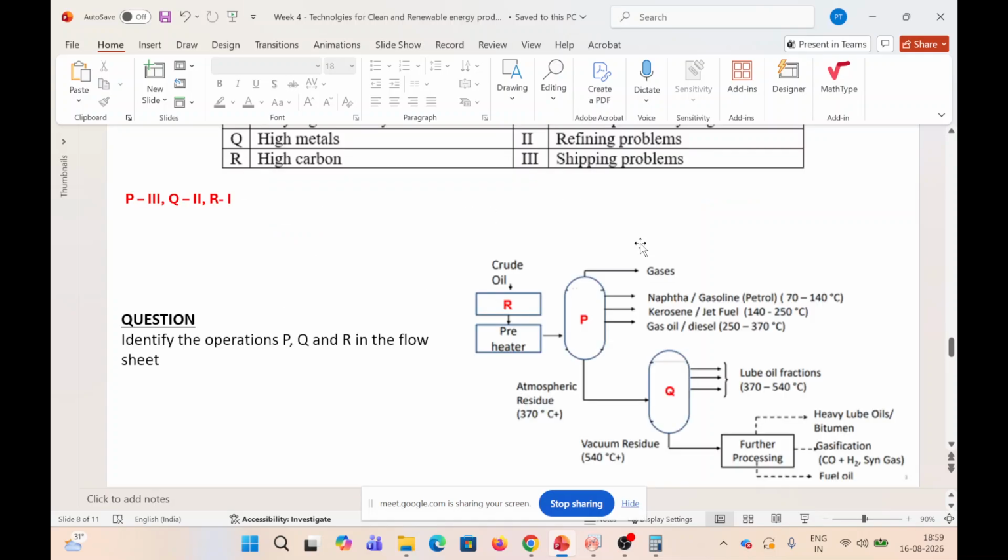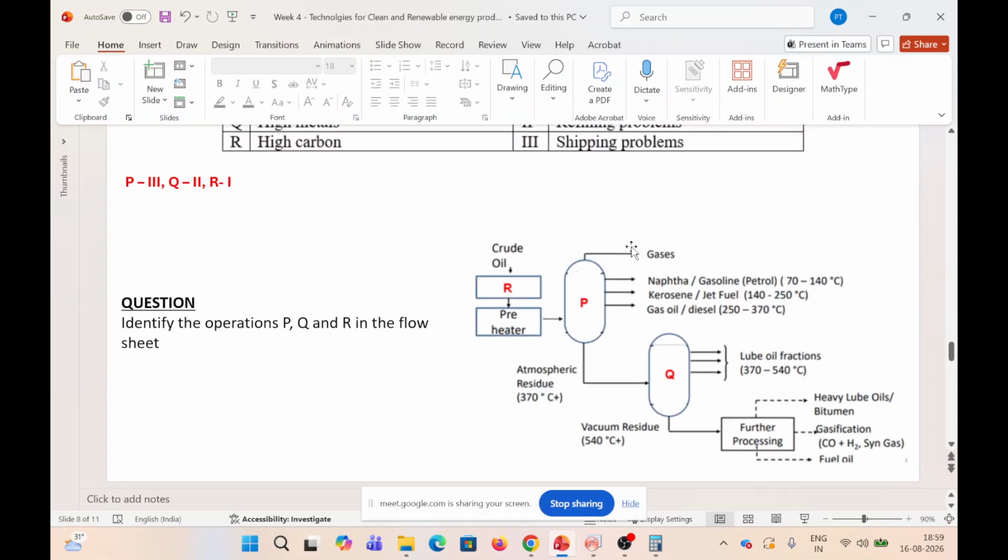If you don't have any question, then solve this last one and then we can wind up for today. This is related to week 3. Here you need to find out the operations P, Q and R. Check what is entering and what is leaving, and based on that you should be able to guess what the operations P, Q and R could be.